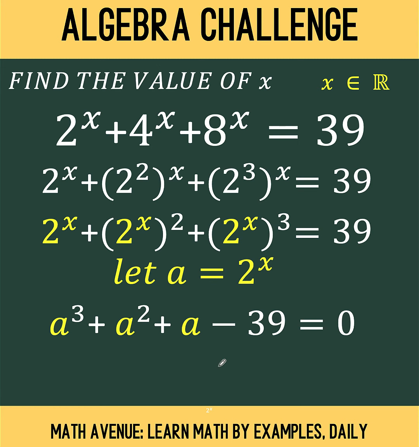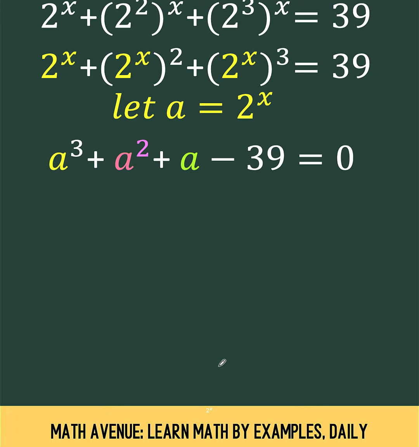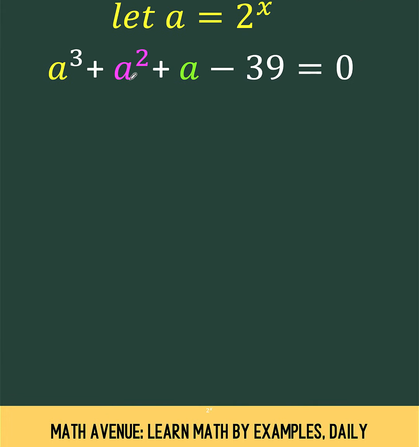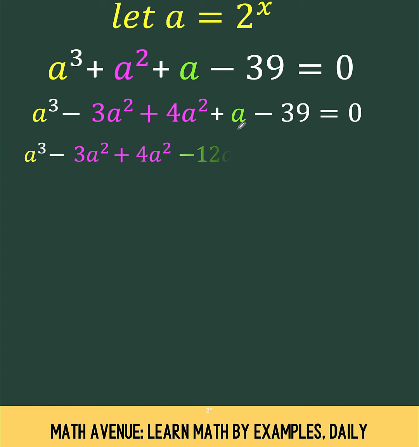So the next step now comes with experience and some creative manipulation. What we are going to do is focus on this a squared, and let's split that as minus 3a squared plus 4a squared. Anyway, the sum of this would still be a squared. Also, focus on this a, and we are going to split that as minus 12a plus 13a. All the rest are just copied. Now, why are we doing that?